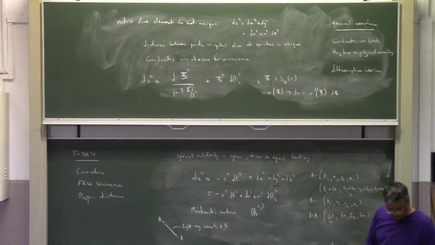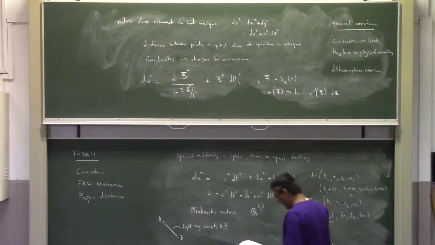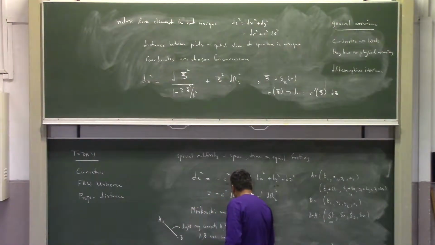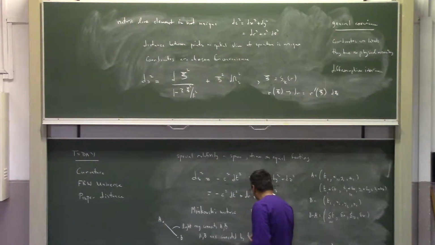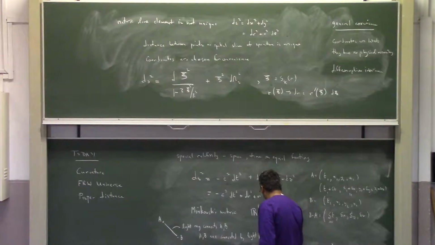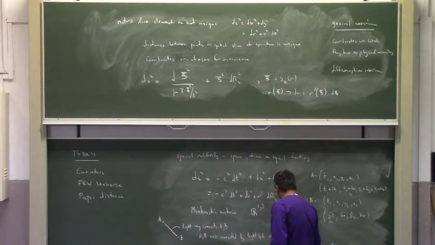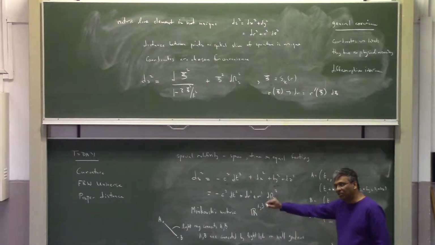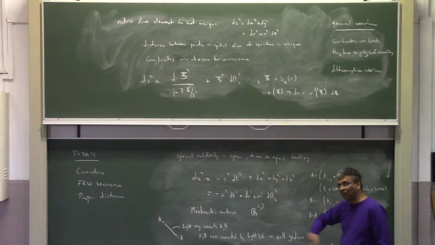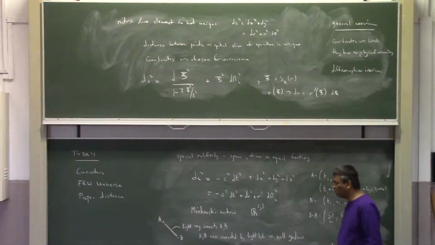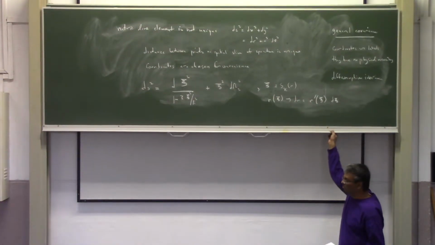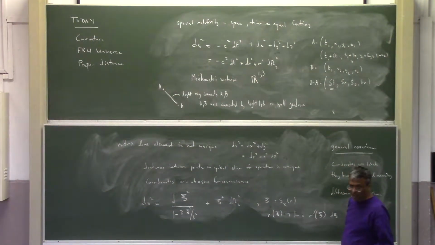So these points, A and B, are connected by what's called a light or null geodesic, since light travels along geodesics, which extremize the travel time. So that's just how we set things up.